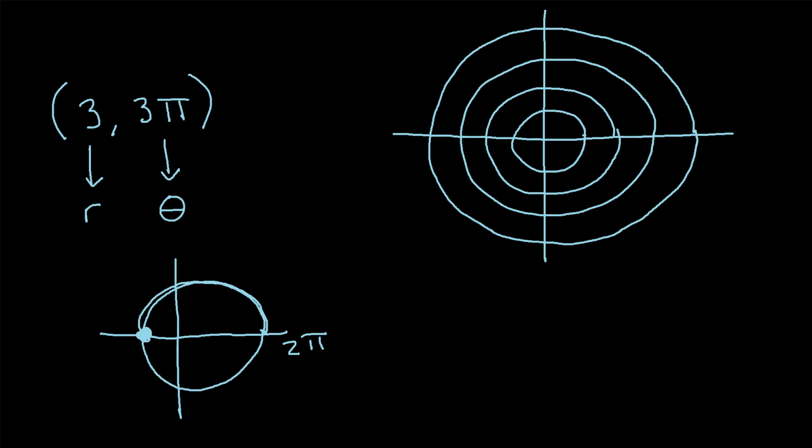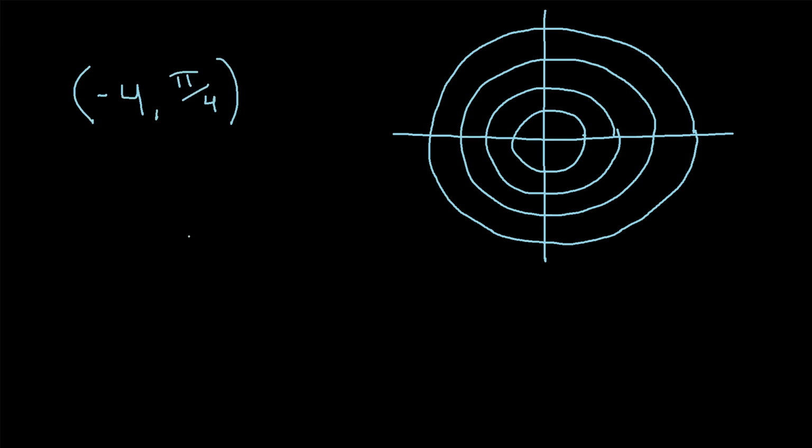This is 3 pi. So this is the angle that we'll be plotting our point at, and we're told that the radius of the circle that we'll plot the point on is 3. So our angle is 3 pi, so we're going this way, and the point will land right here on the circle that has a radius of 3. So that's how we can plot that point.